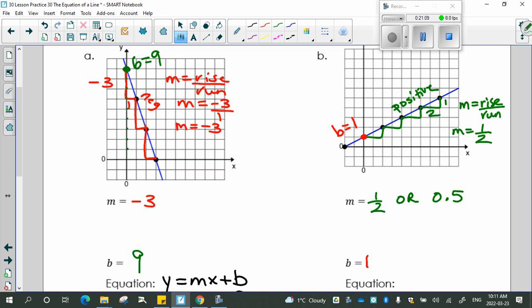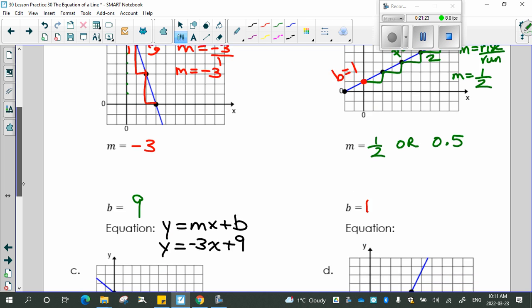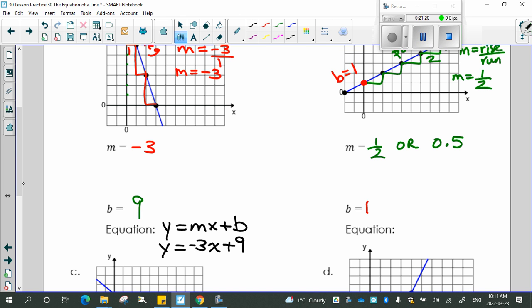Okay, hands up if you got a half or 0.5 for the slope number. Positive half or 0.5 for the slope number? Yes. How about the B? 1? Yeah? Okay, so how do I put that into an equation? y equals? What comes next? Half x. Instead of plus b, the b is 1. So plus 1.